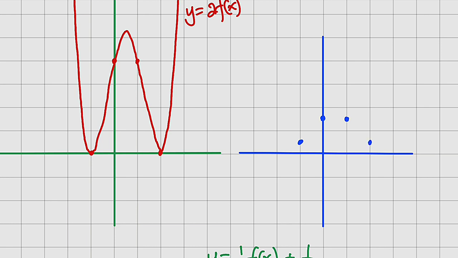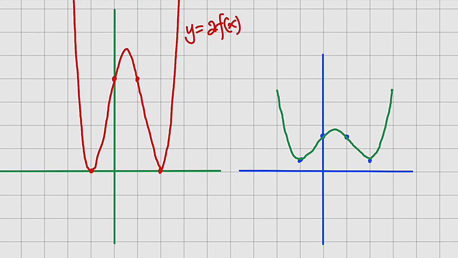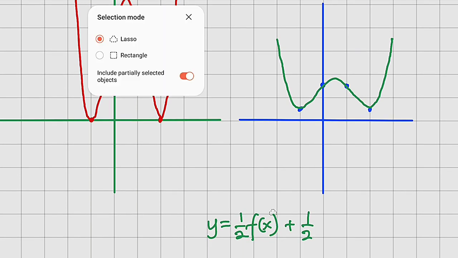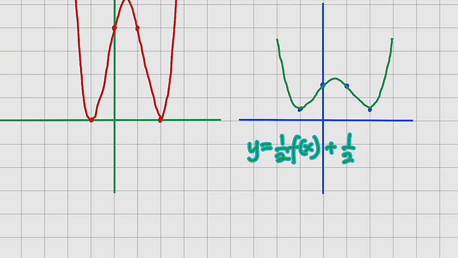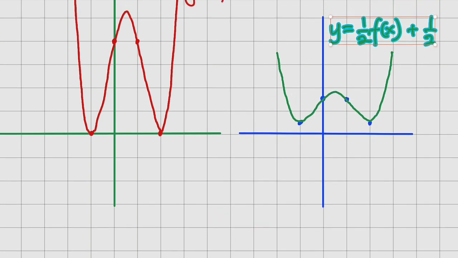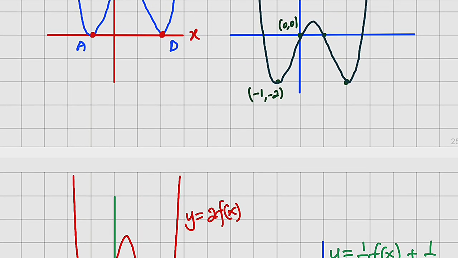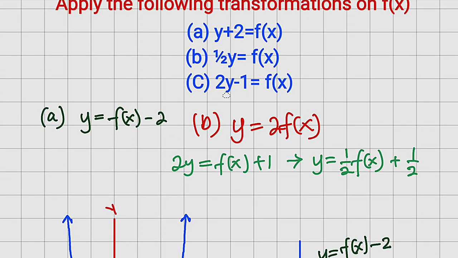So these are the points we need to connect. This is how the graph will look. All right, you can see I have connected all the points. And this graph here is the graph of y equal to 1 divided by 2 times f of x plus 1 over 2, after you have rearranged this function to 2y minus 1 equal to f of x.